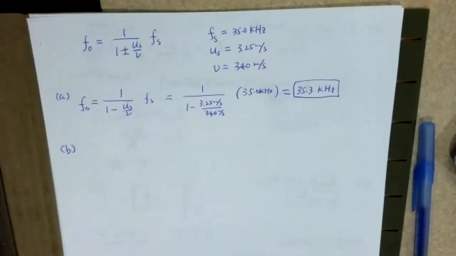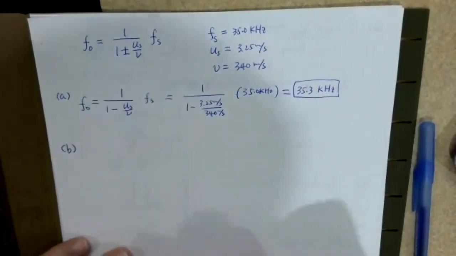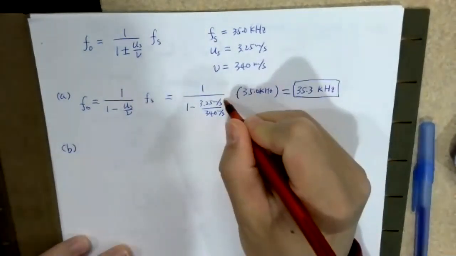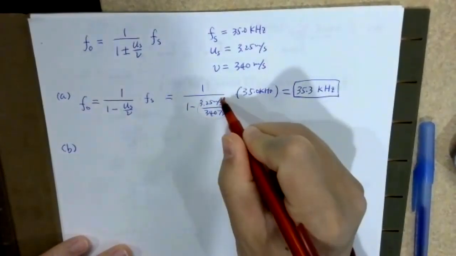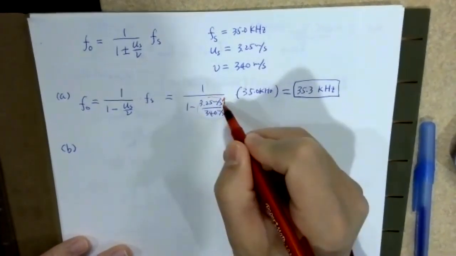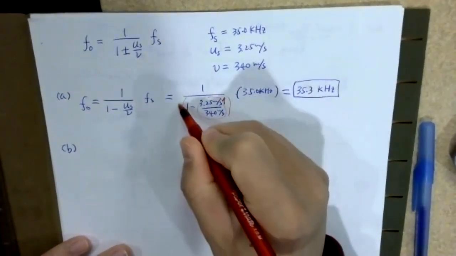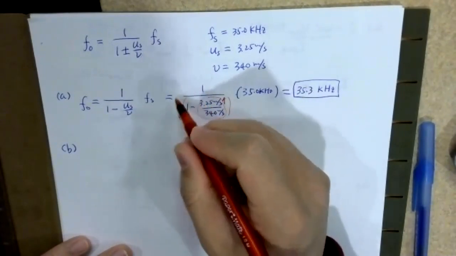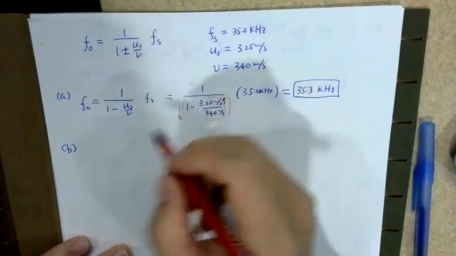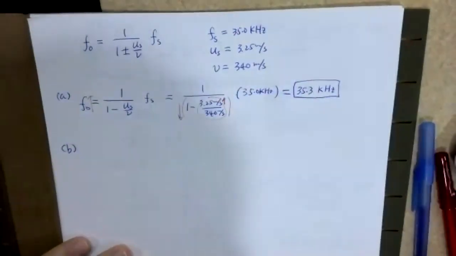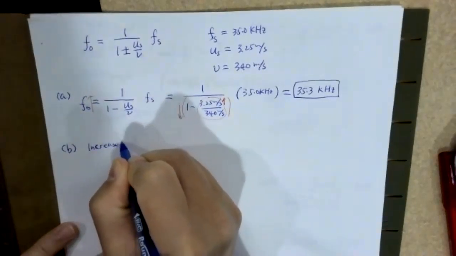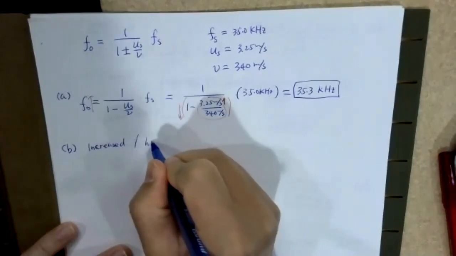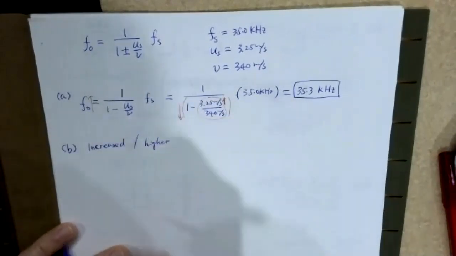Part B is asking if the speed of the bat increased, whether the frequency heard by the moth is higher or lower. If the speed increases, then this whole fraction will increase, so 1 minus that will decrease. The denominator will decrease, then 1 over the denominator will increase. So that's how you can tell it's going to be an increase, or a higher frequency heard by the moth.